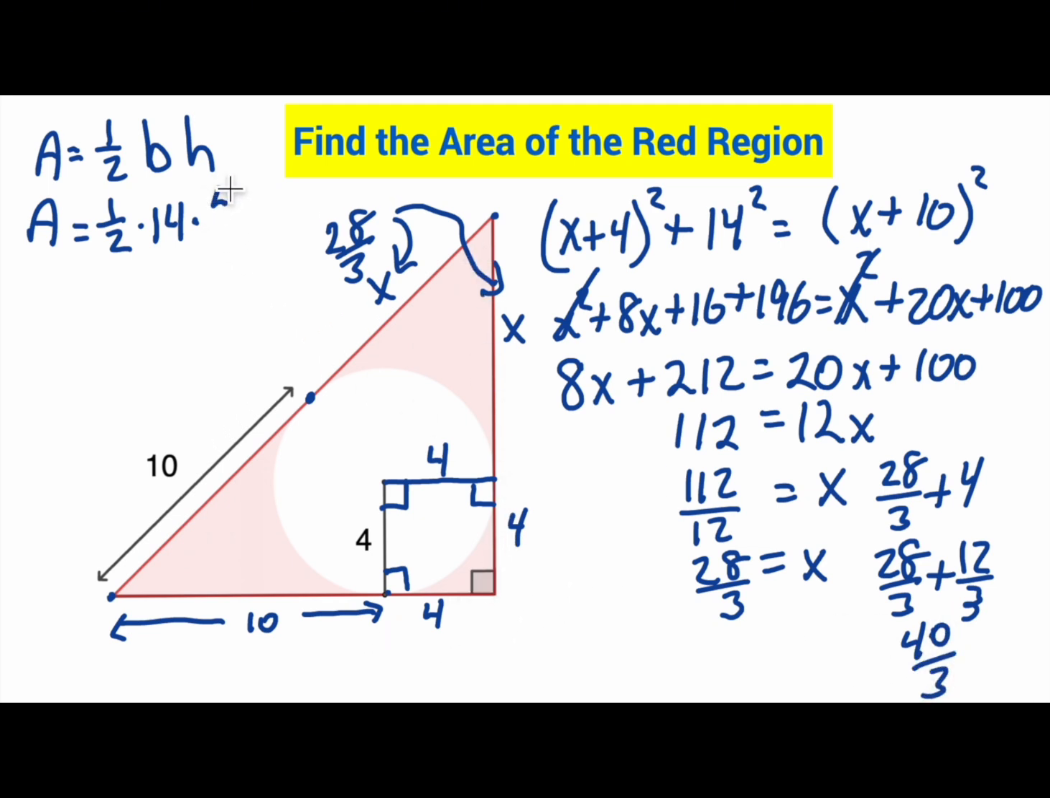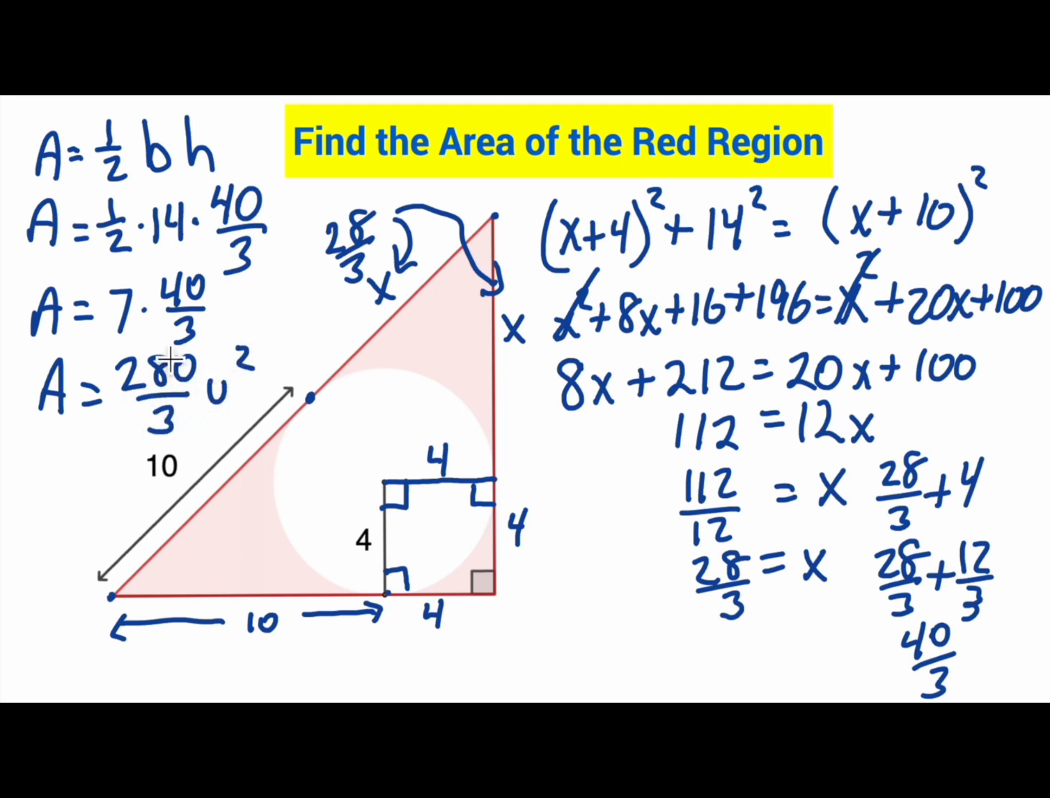So we're going to come over here. We're going to multiply this by 40 thirds. Half of 14 is going to be 7. 7 times 40 thirds is going to be 280 thirds units squared. And that's our final answer.